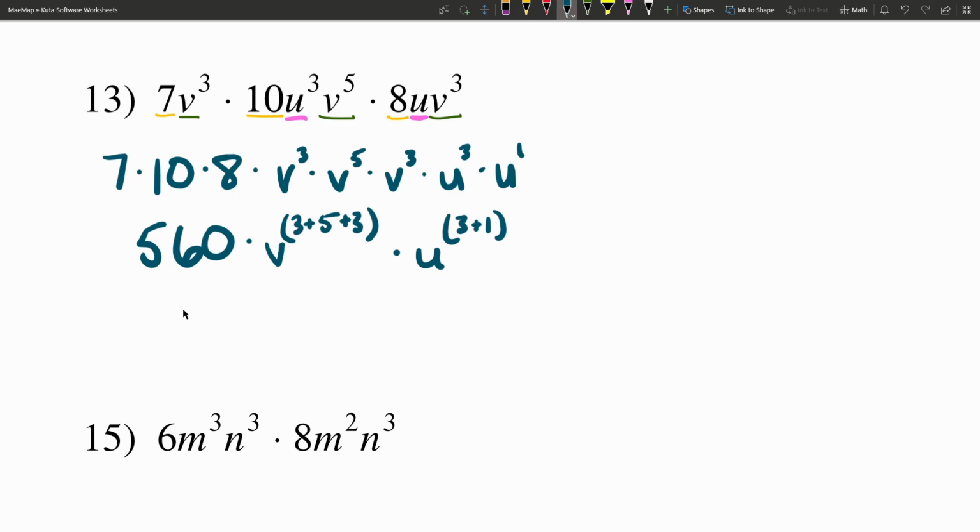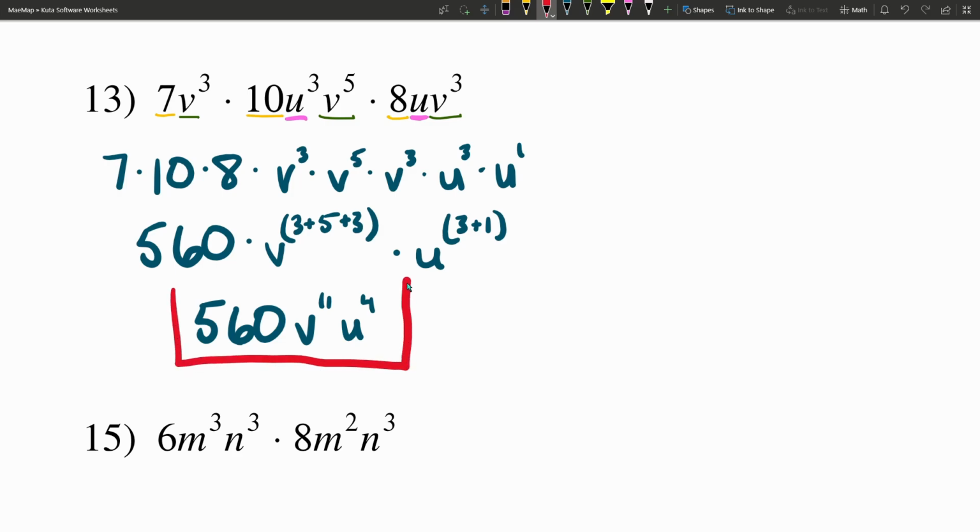Simplifying this down one step further by actually doing out those additions, I'll have 560 times v to the, 3 plus 5 plus 3 is going to be 8 plus 3, which is 11, times u to the 3 plus 1, which is u to the fourth. So here we go. 560 times v to the 11th times u to the fourth.